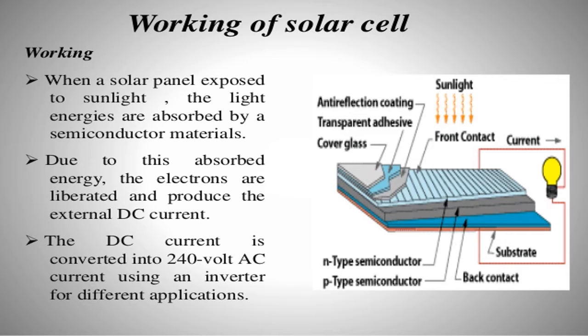Due to this absorbed energy, the electrons are liberated and produce the external DC current. So free electrons are available due to absorption of sunlight and flow from n-type to p-type, where a vacancy of electrons is created in p-type. The DC current is converted into 240 volt AC current using an inverter for different applications. And this is a DC current.